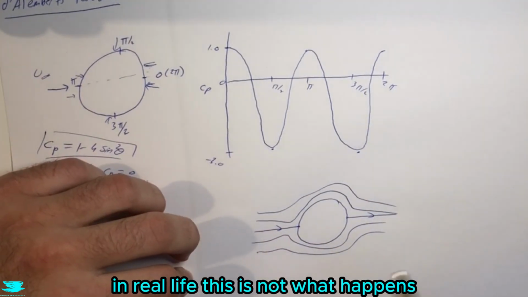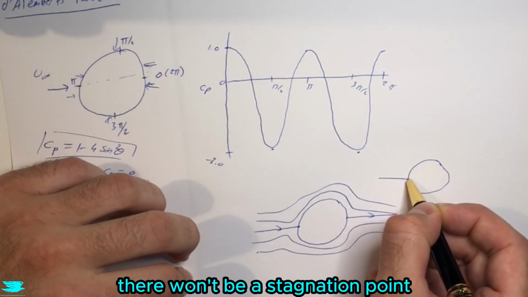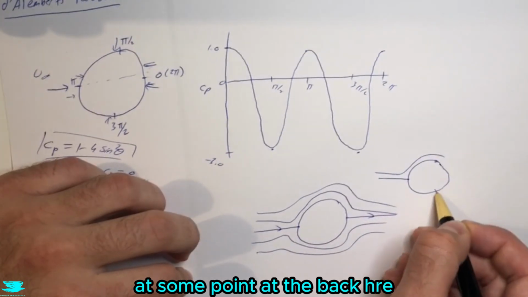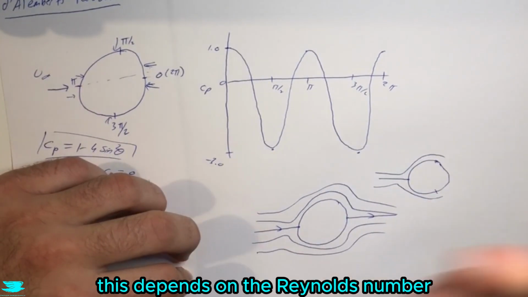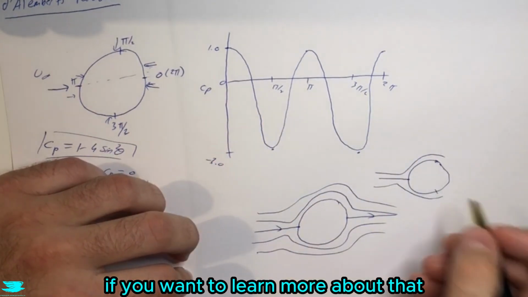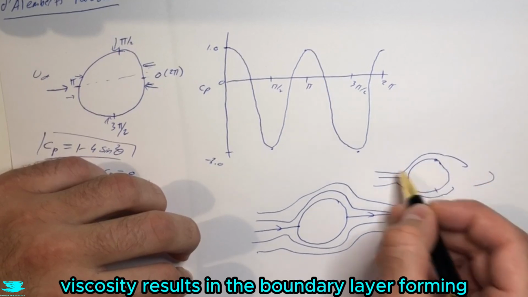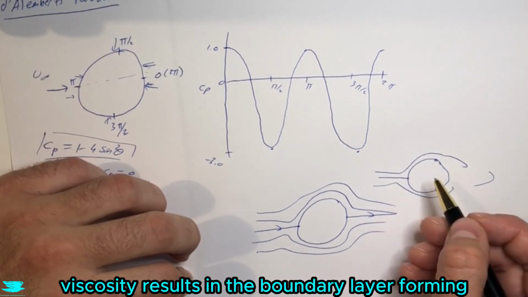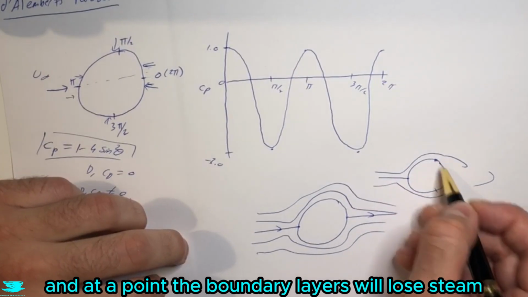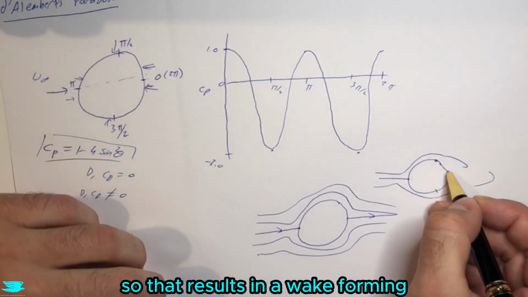In real life, this is not what happens. We actually have the cylinder here, and as the flow comes along, there might be a stagnation point, but then this flow over here will start to separate at some point at the back here. And this depends on the Reynolds number and the surface roughness, etc. Check out this video if you want to learn more about that. And we get a wake. So this is because viscosity results in the boundary layer forming. And if you don't know about boundary layers, check out this video here. And at a point, the boundary layers will lose steam and they'll separate. So that results in a wake forming.